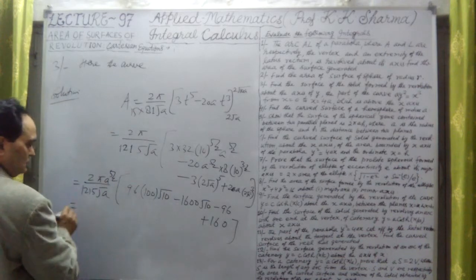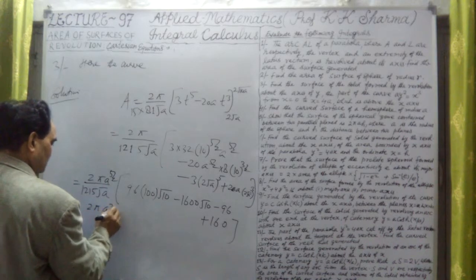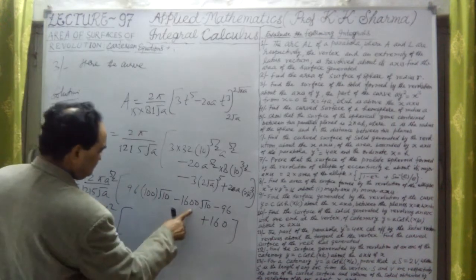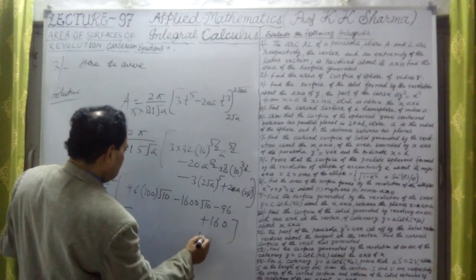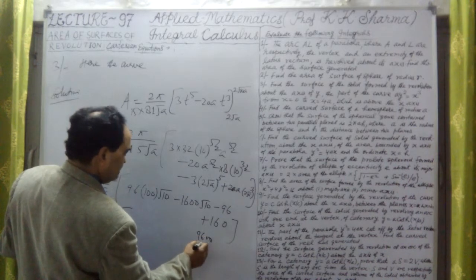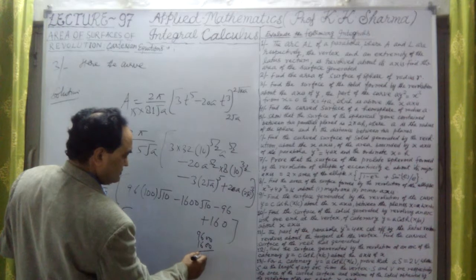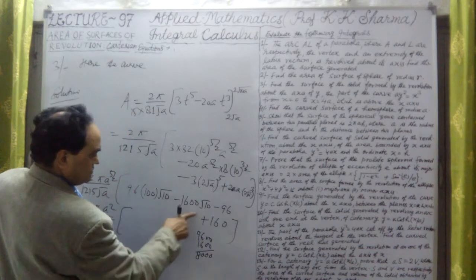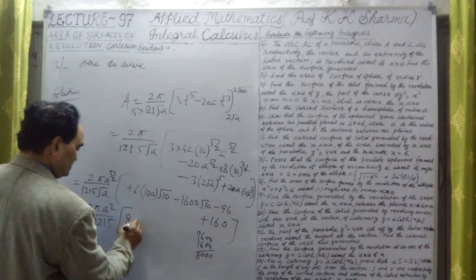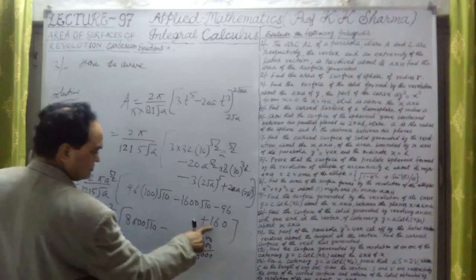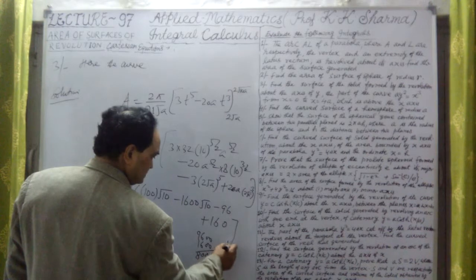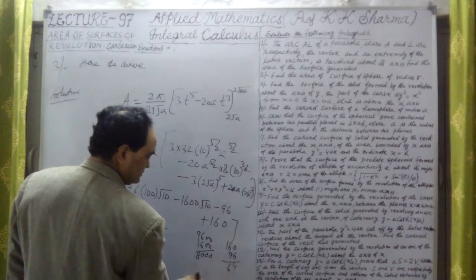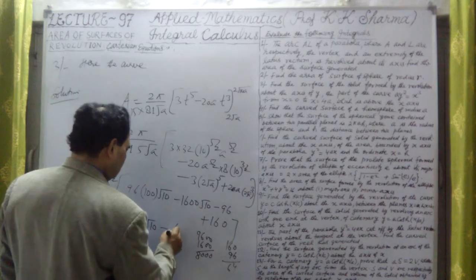It will give us twice pi a square divided by 1215, within bracket 9600 minus 1600. What is the difference? 9600 minus 1600 means 8000 under root 10. Plus sign now, 160 minus 96. This is 4 here, this is 6 here, and only 64 is there.